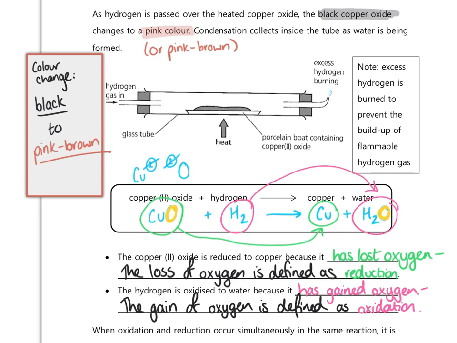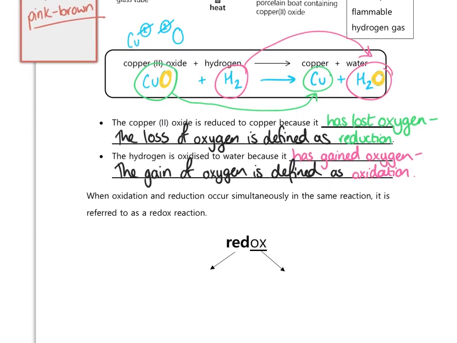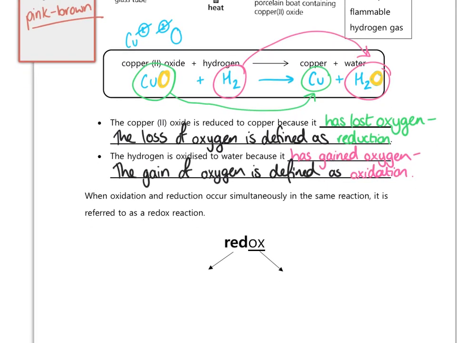So what you can see is happening in this reaction is reduction. So copper oxide is reduced, but actually hydrogen is also oxidized. We've got reduction and oxidation taking place in the same reaction. And that is what we call a redox reaction. So this definition is really important. When oxidation and reduction occur simultaneously, that just means at the same time, in the same reaction, it is referred to as a redox reaction.